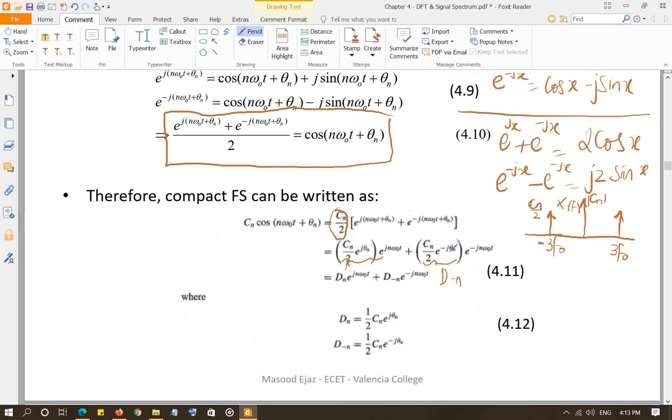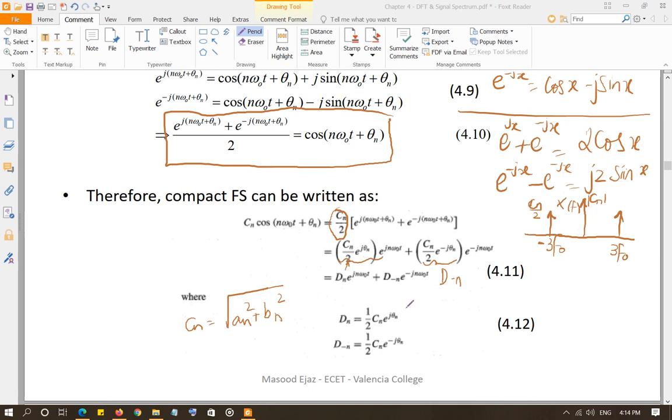So dn is half Cn e to the power j theta n, and d minus n is half Cn e to the power negative j theta n. Cn, remember, when you replace n by negative n, for Cn it does not matter. Remember, Cn is the square root of an square plus bn square, right? So that's just a magnitude, so negative n does not matter. But for the phase it does matter.